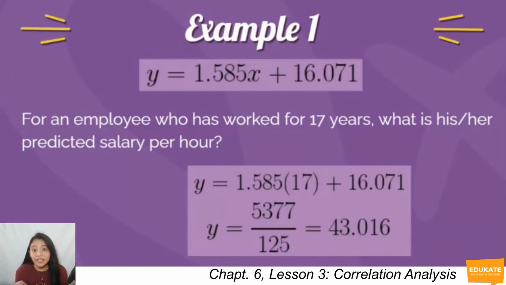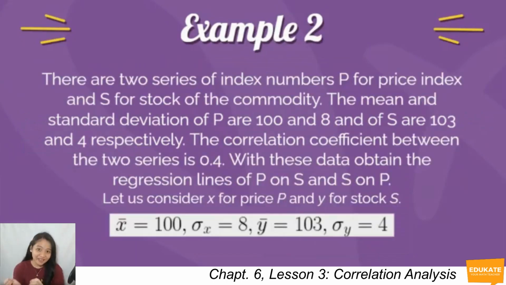That's going to be y equals 1.585 times 17 plus 16.071. The answer is going to be 5377 over 125, which is also equivalent to 43.016. So, itong employee na to na who has worked for 17 years in your company is paid hourly na 43.016 pesos. Let's have another example.